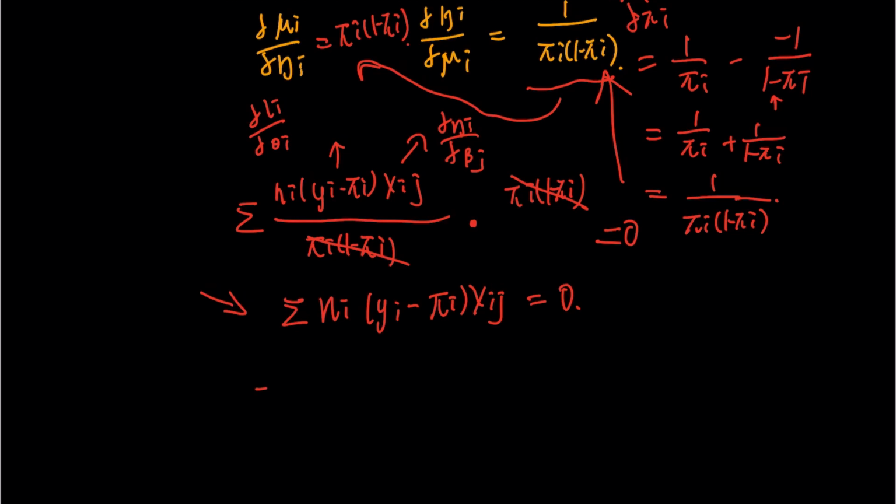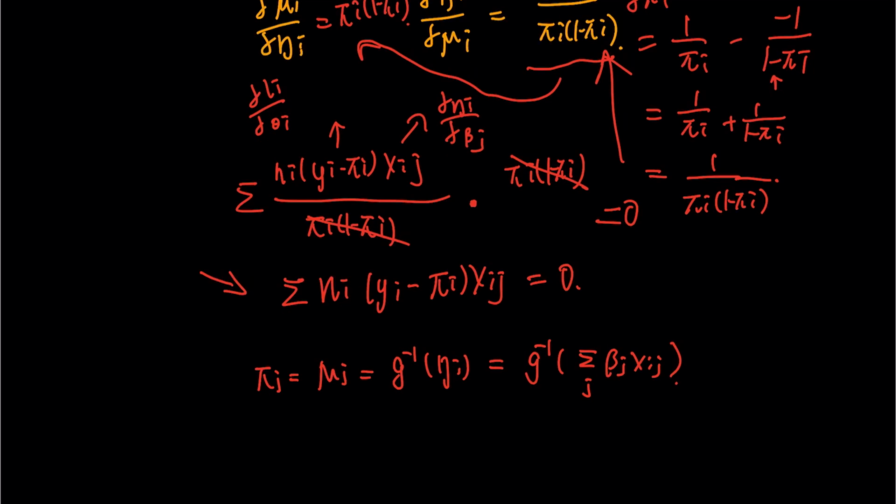Okay, so because mu i is equal to g inverse of eta i, and eta i is the sum of beta j xij, j from 1 to p. That's how you plug this part back into the mu i part in order to get beta j into the estimating equation so you can solve for beta.